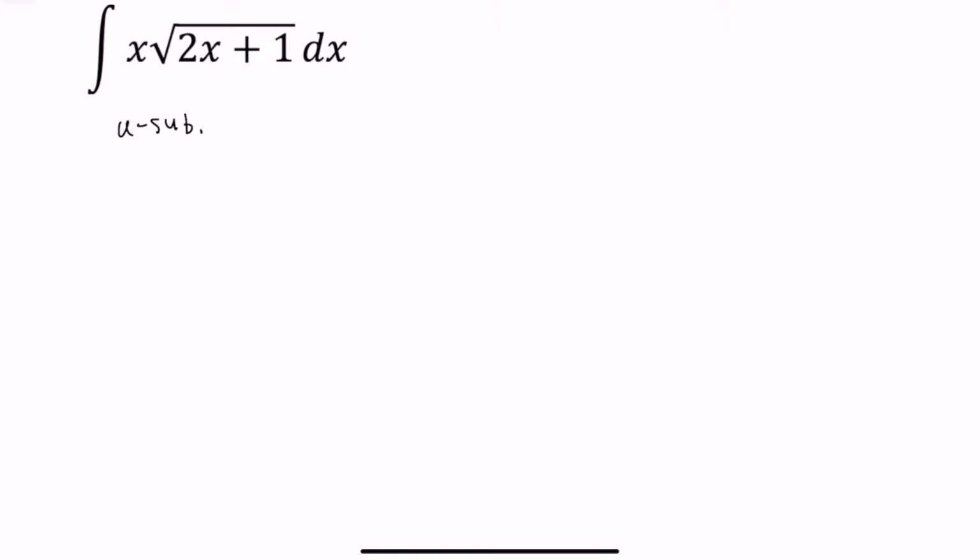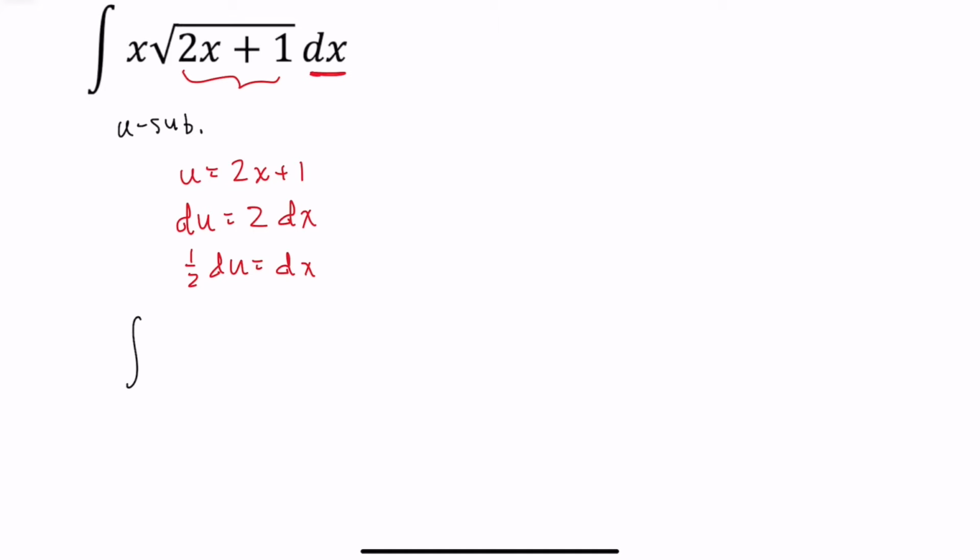So let's tackle this by u sub. We're going to look at this inside here and say, okay, that's good motivation to maybe let that be u. So I'm going to let u equal 2x plus 1. So the du is its derivative, 2 times dx. And that would mean 1/2 du replaces our dx here.